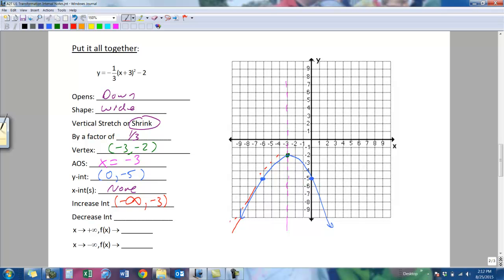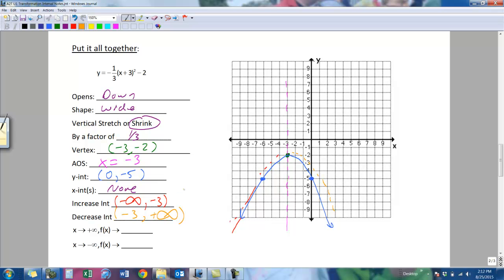Now, from left to right, where is it decreasing? From left to right, this graph is decreasing from -3 down to infinity. So from -3 to positive infinity, it is decreasing. Smith, how come you didn't include a bracket at -3? Well, at -3 it's not increasing. In fact, that's where it stops. So that's why we're not including it in either one.